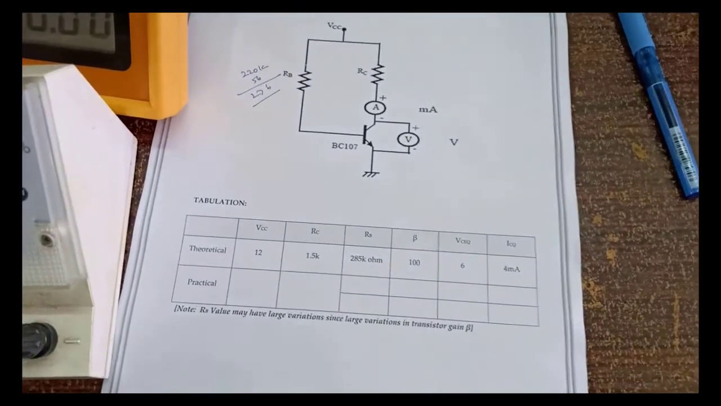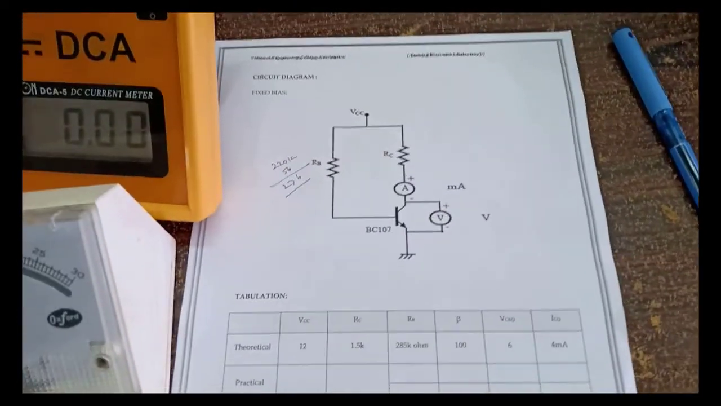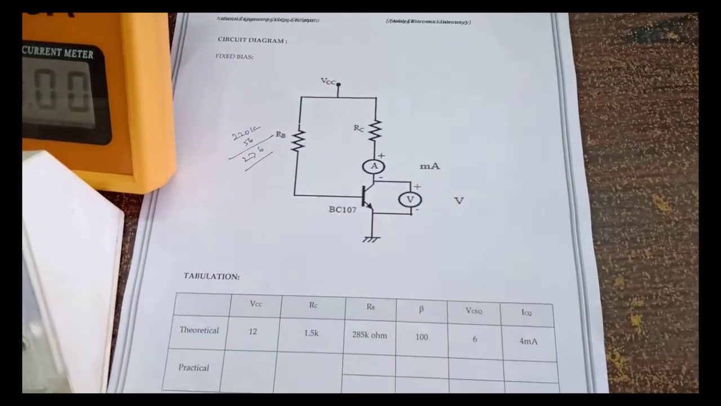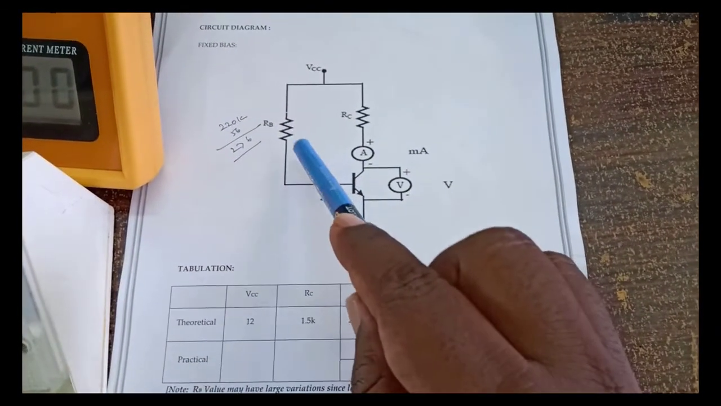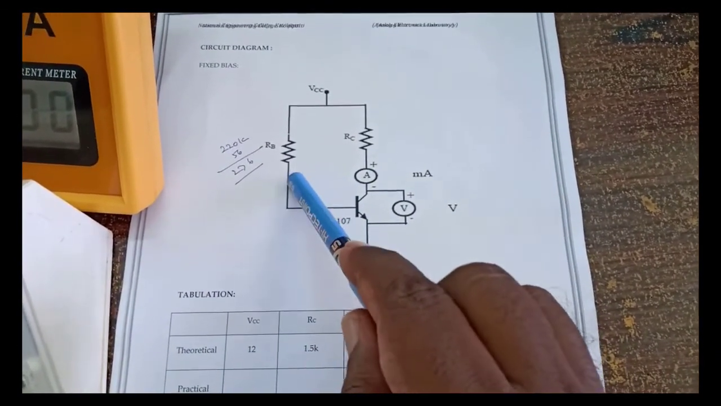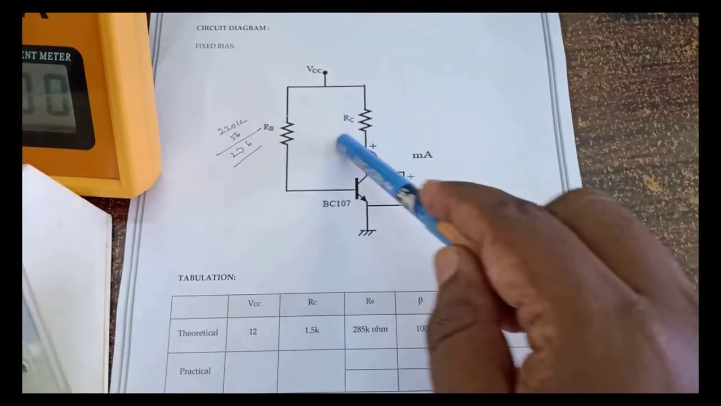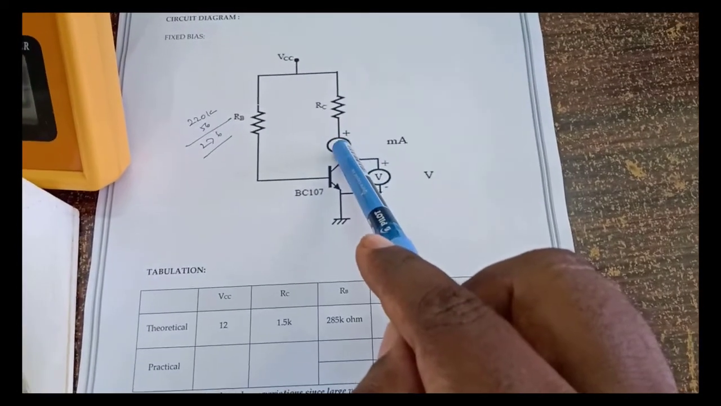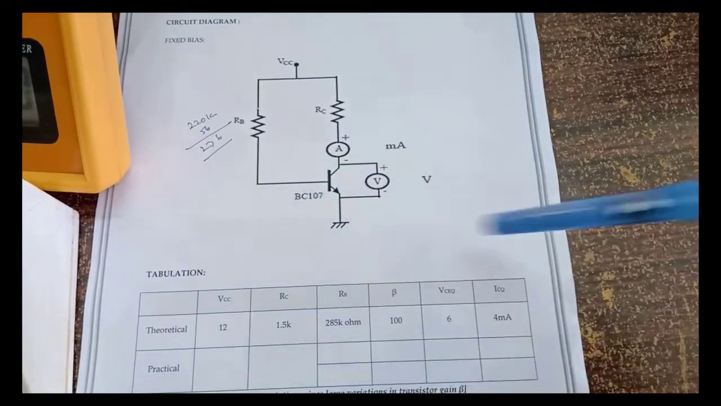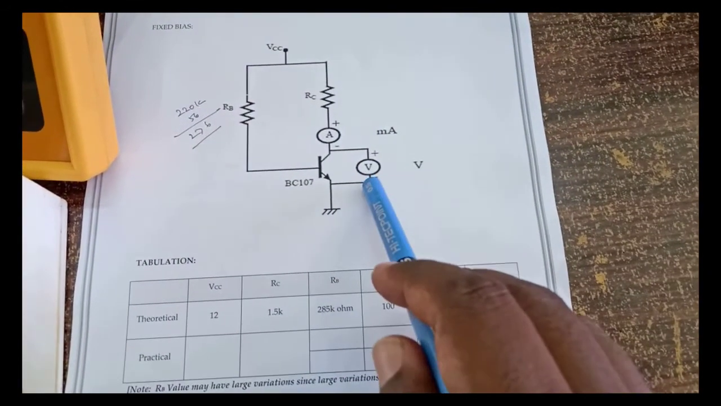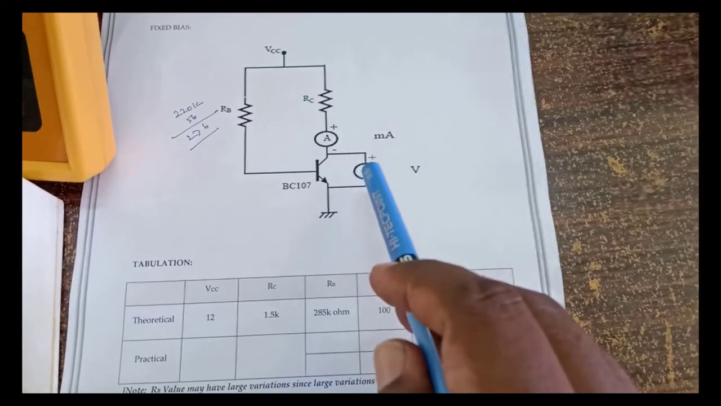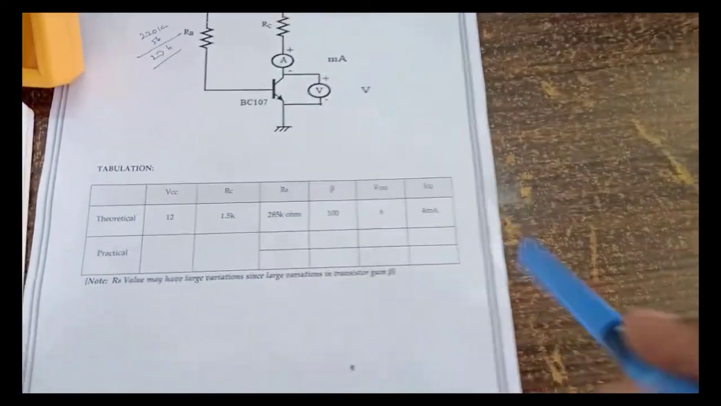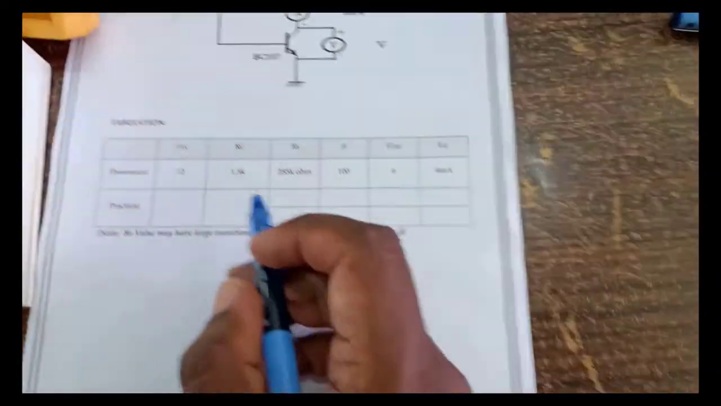So this is a circuit diagram of fixed bias. We have the biasing resistance RB to provide the necessary zero signal base current, and we have the load resistance or collector resistance RC. We are going to measure the IC value by this ammeter, and measure the voltage VCE with this voltmeter. As per our design, we already saw the design.